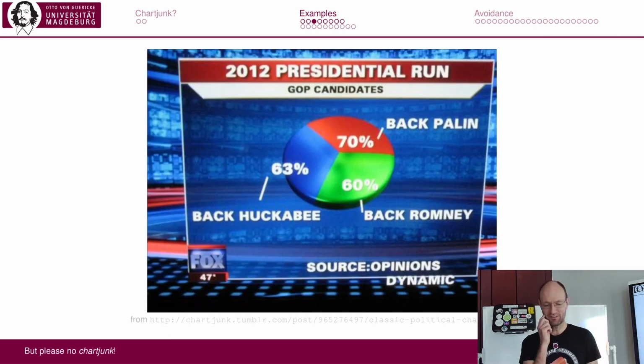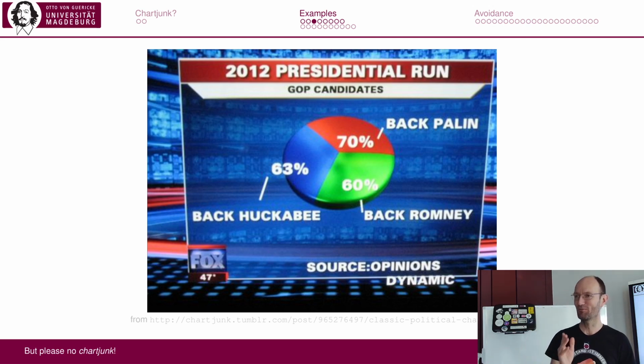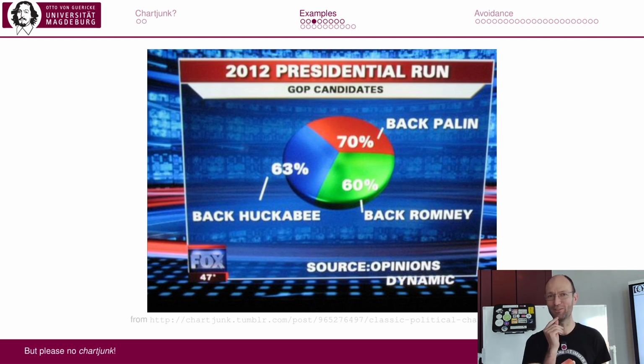This is, as you can see, something from Fox News. It's also probably not the most reliable source of information, but what is obviously the problem here in this chart? It's not adding up to 100%. So I don't know what happened here. Obviously not a good idea.